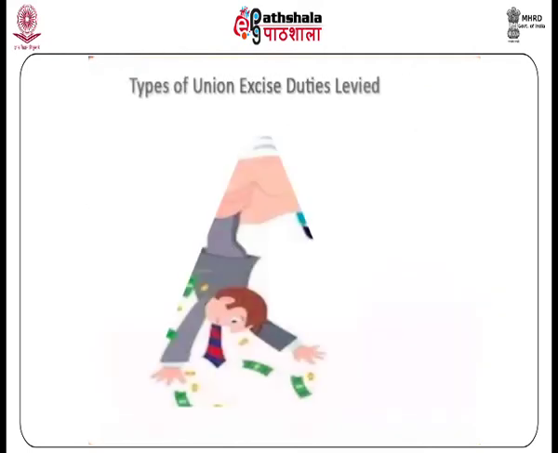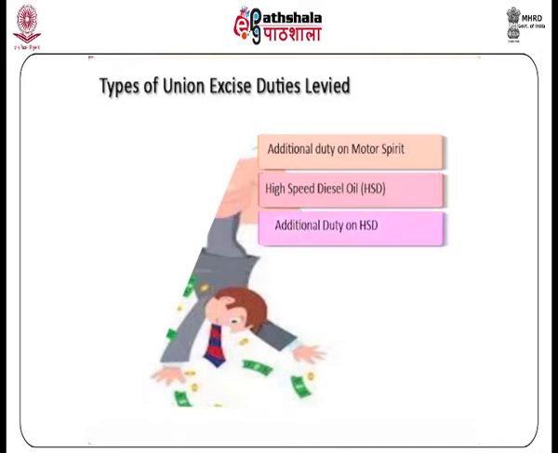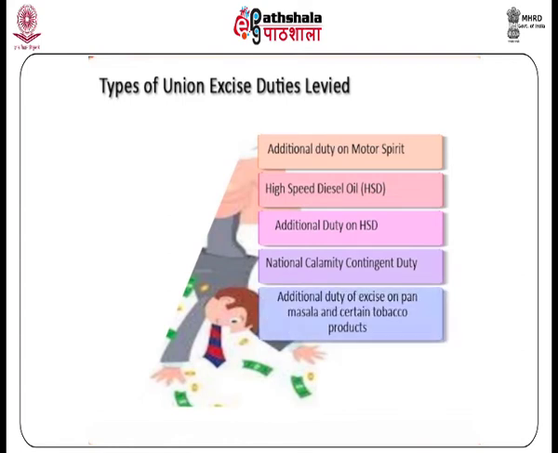There are some variants of UED that have emerged from time to time to fulfill certain objectives. They are: 1. Additional duty on motor spirit, petrol. 2. Special additional excise duty on motor spirit, petrol. 3. High-speed diesel oil. 4. Additional duty on HSD. 5. National calamity contingent duty. 6. Additional duty of excise on pan masala and certain tobacco products. 7. Education cess and the secondary and higher education cess.